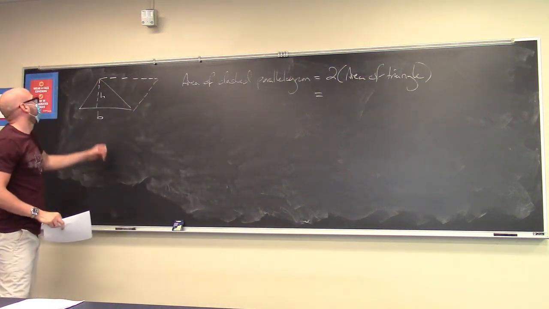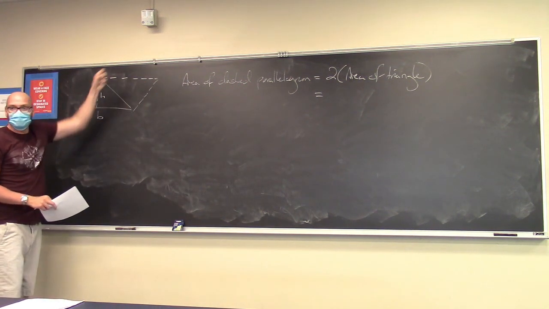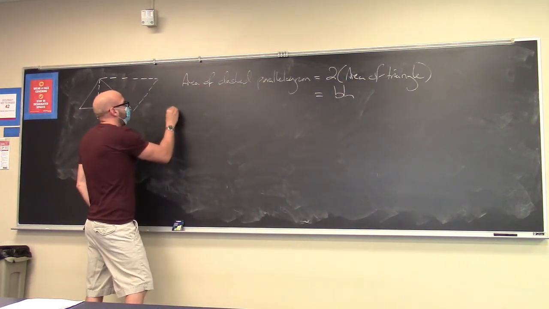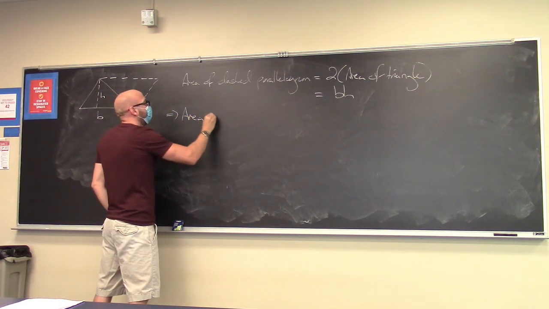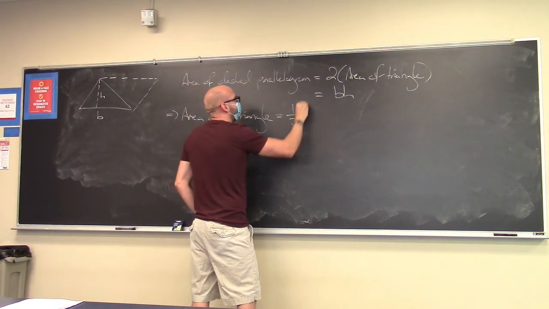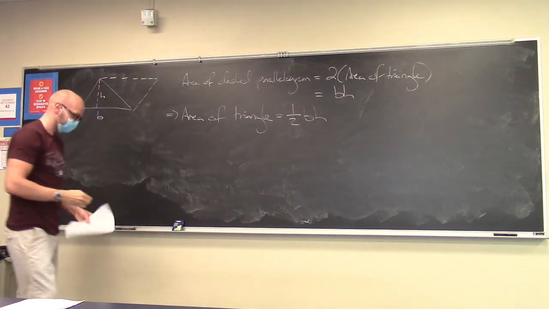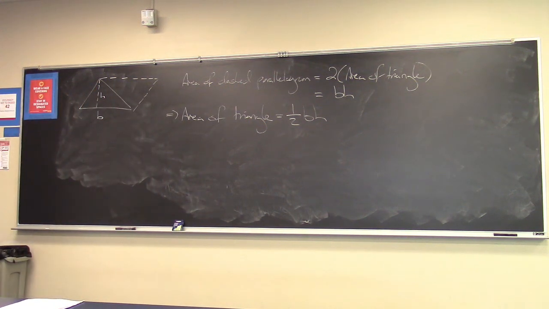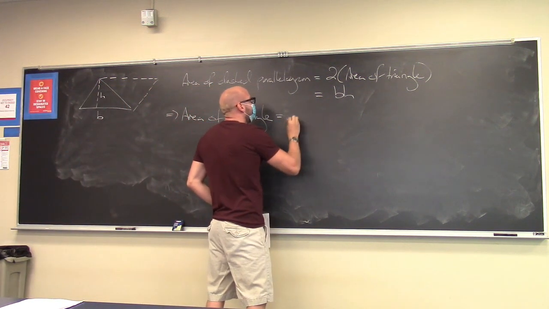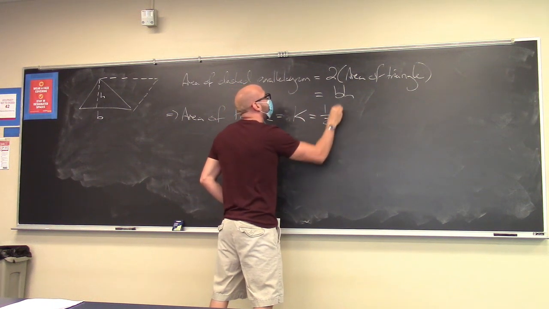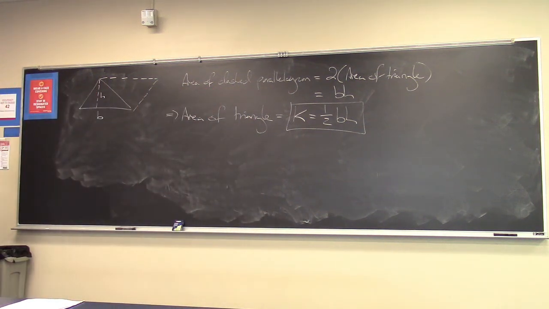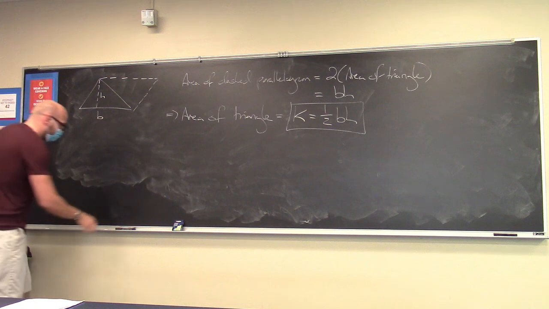And we already showed how to find the area of a parallelogram. It would be B times H. And that means the area of one triangle is half of that. One half BH. Oops. I wanted to call this K. All right, so there's areas of triangles.